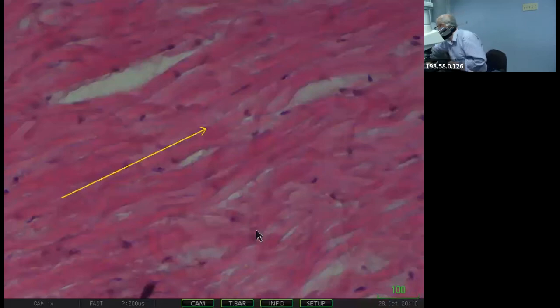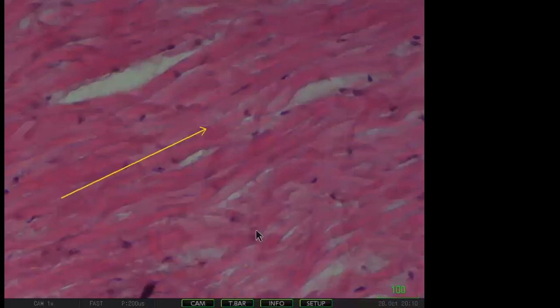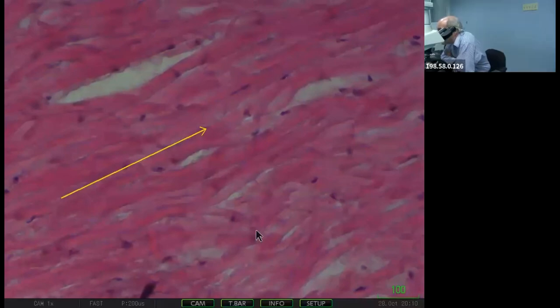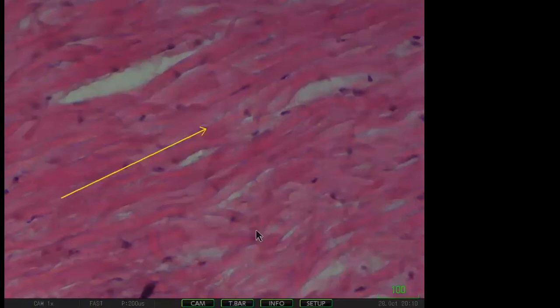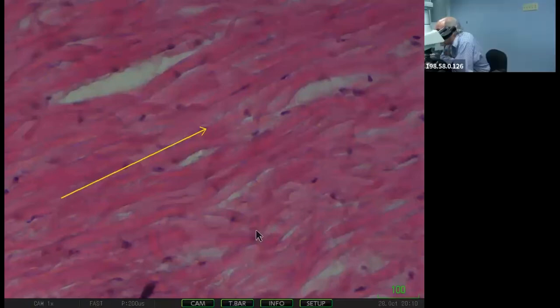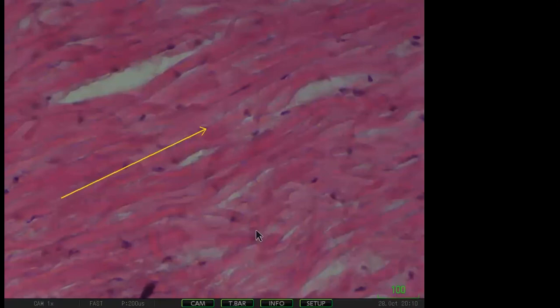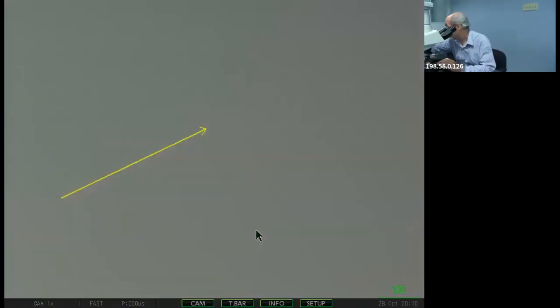It's where you have to be careful. Is it loose connective tissue? The tendon. So it's tendon. Tendon is what type of connective tissue? Dense regular. What type of collagen? Type 1. Good.